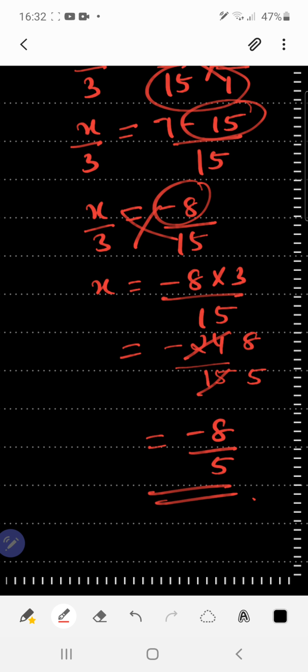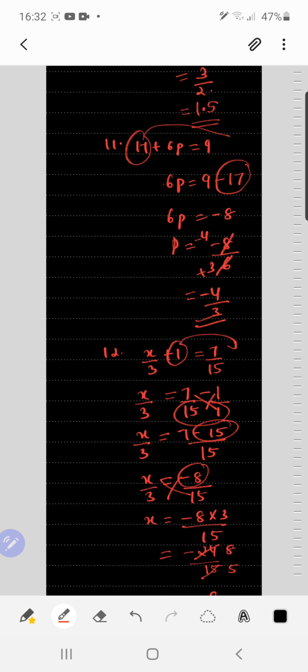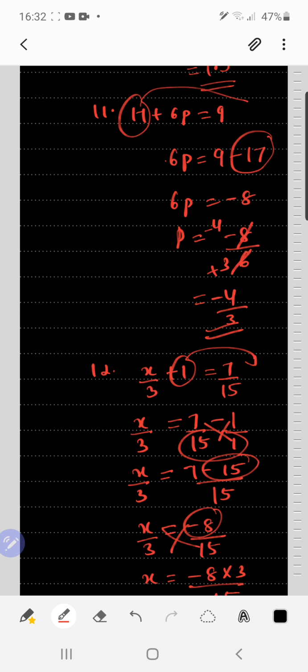Clear, my dear kids? Are the problems clear? Okay. So I'll stop it here. You have to do all these 12 problems and I'll be putting a small task of extra problems. You have to do those also.